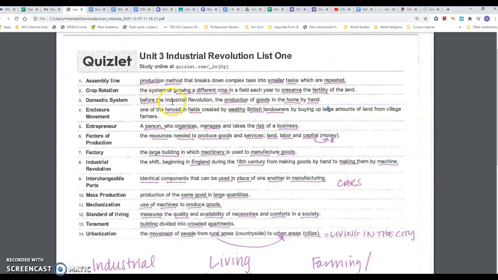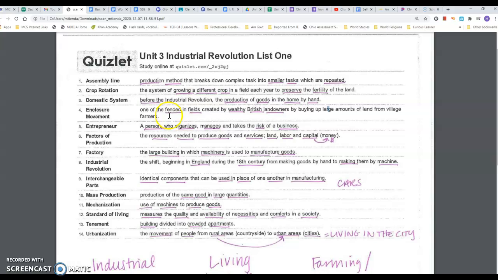The domestic system is before the Industrial Revolution, when goods were produced at home by hand. Our world doesn't function with this anymore. The whole thing that we see with the Industrial Revolution, that change that it brings about, is really what allows for the growth of our modern world economy that we have today, in terms of the mass production of goods and where those goods are bought and sold.